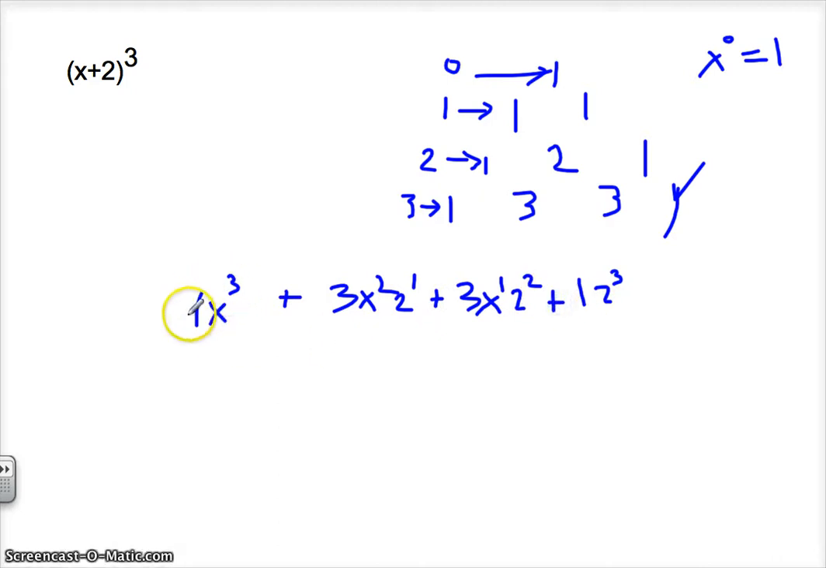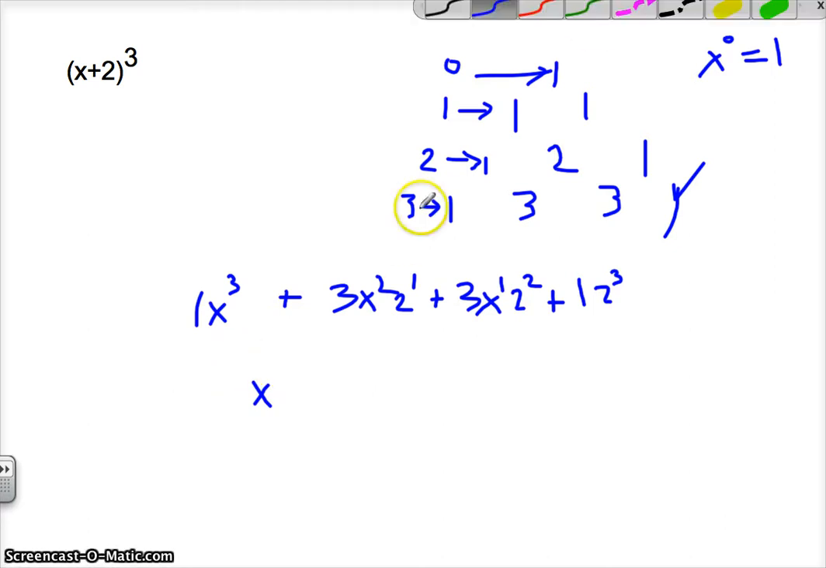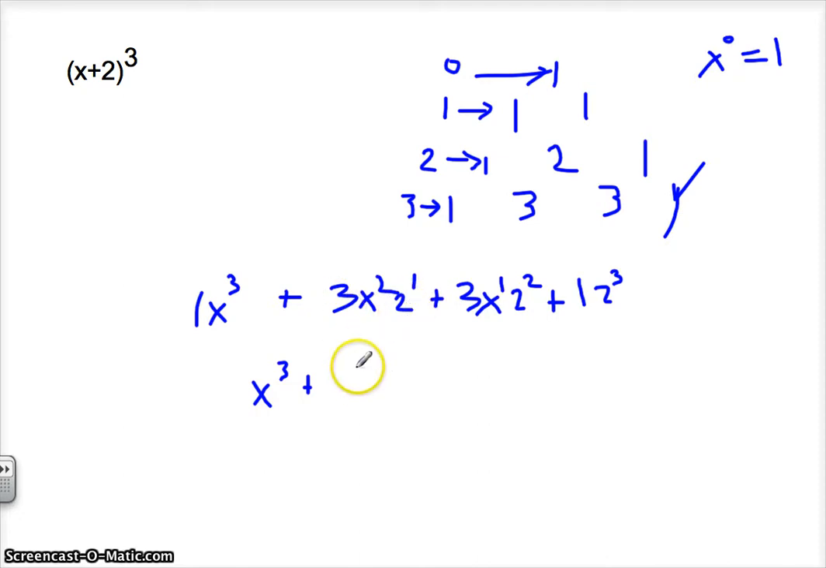All we now have to do is, well, we've got 1 times x cubed, so that looks okay, so we'll just do x to the third. So this is going to be x to the third here. And now we have plus, and we have 3x squared times 2 to the first. Well, 2 to the first is just 2, so we can multiply 3 and 2 together, right? Because they don't have variables, so we can do 3 times 2, which is 6. And x squared is just going to stay x squared. So we have 6x squared here.